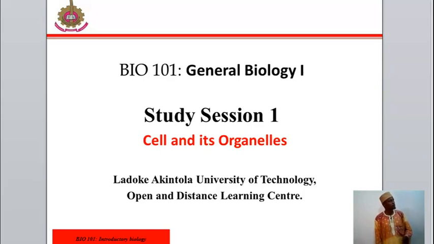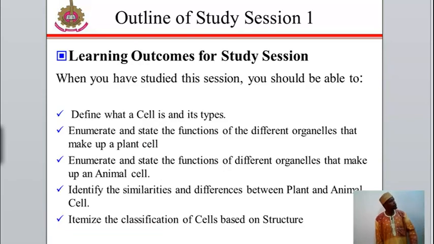In this study session, we are going to learn about the cell and its organelles. The outcomes of this study session are to be able to define what a cell is and the different types of cells, to be able to enumerate and state the functions of different organelles that are present in the cell, both plant and animal cells. As we have cells in plants, there are cells in animals too. And to be able to classify cells into different types based on the structures of the cell.